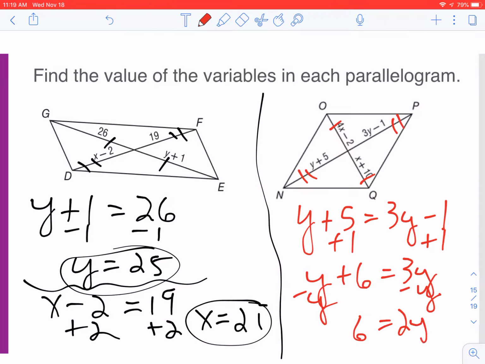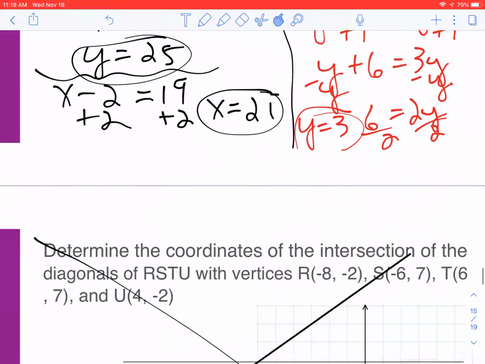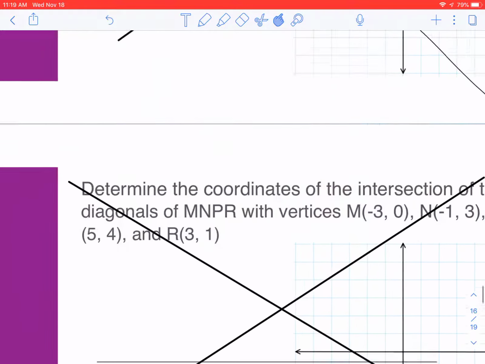Okay, I solved that pretty quickly. If you need to go back and look at it, hit rewind and go back again. And that is it.